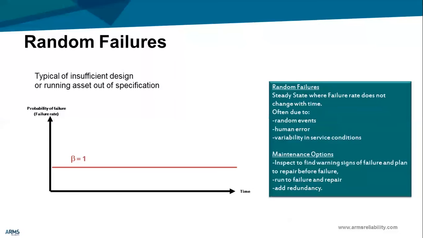These are the failures caused by human error and variable service conditions, and these are ones where our probability of failure doesn't actually change over time. So even if I have a new component, it has the same likelihood of failing as a component that's been installed for many years. This is sometimes hard to get our heads around. What is a true random failure?